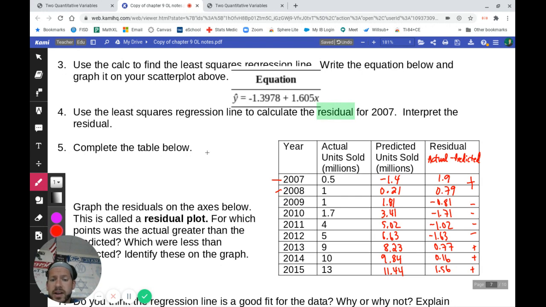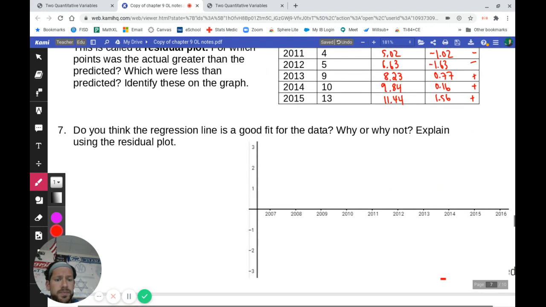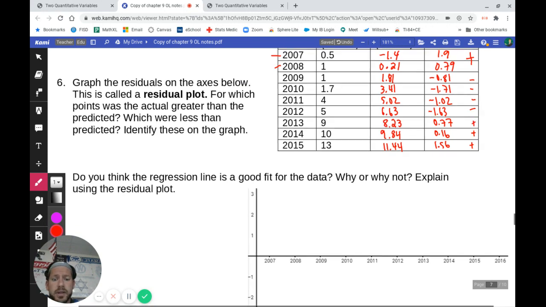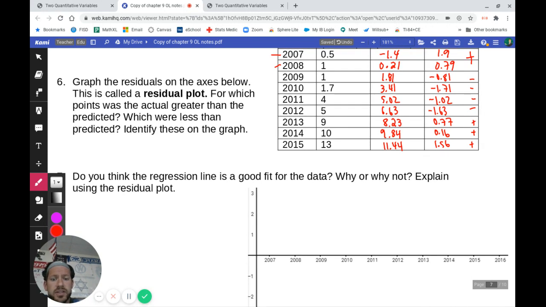So let's graph that on the axes below, and that's going to be called a residual plot. So we'll just plot those points. So in 2007, we're about at 1.9, and then 0.79, and then negative 0.81, negative there, negative back down here. Then we started back to positive, and then smaller positive and bigger positive, approximately like that.